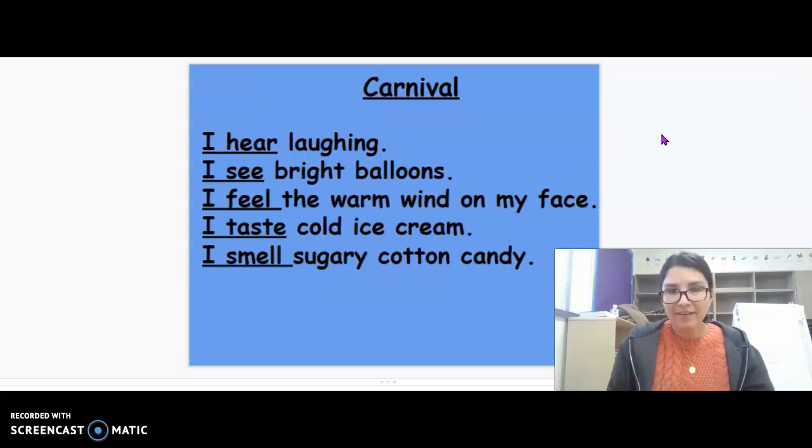I hear laughing. I see bright balloons. I feel the warm wind on my face. I taste cold ice cream. I smell sugary cotton candy. So this is a sensory poem. Go ahead and say that. Sensory poem. Over what? The carnival.